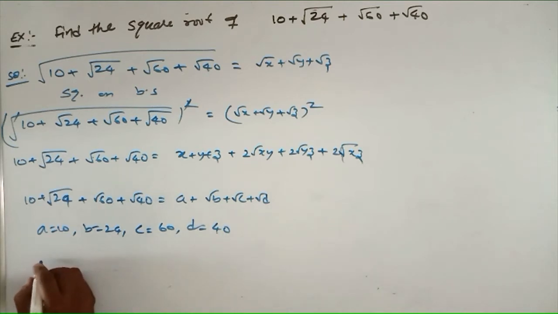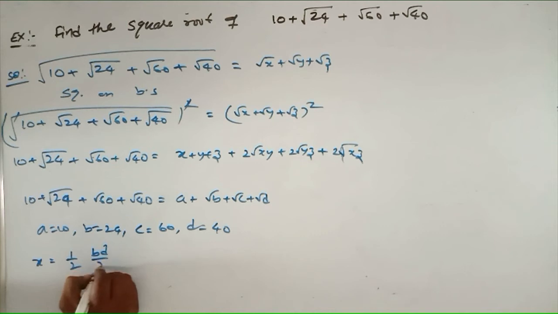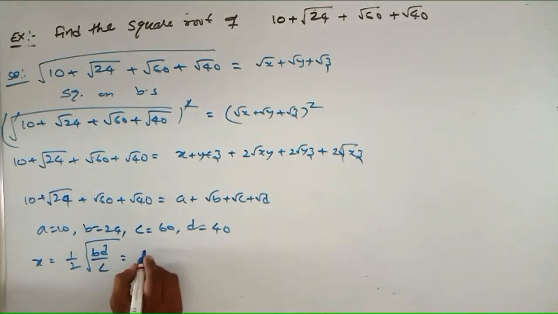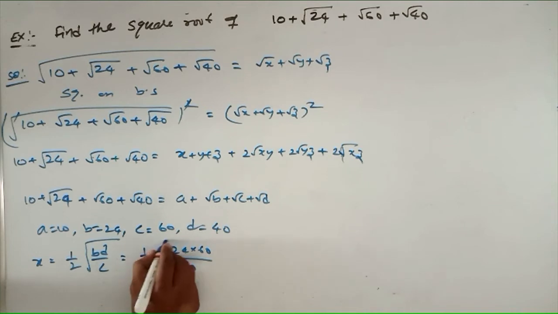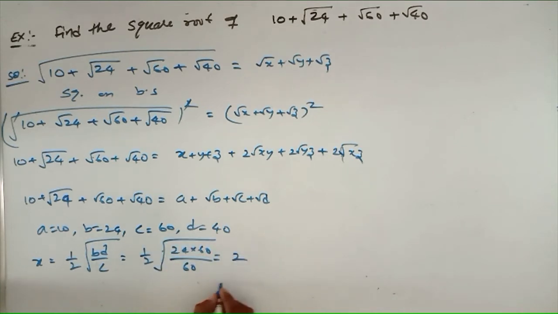The formula is, so x is equal to, I can take 1 by 2 into bd by 2 under root bd by c, that's equal to 1 by 2 into 24 into 60 by c is 60 under root. So after simplification I will get 2.